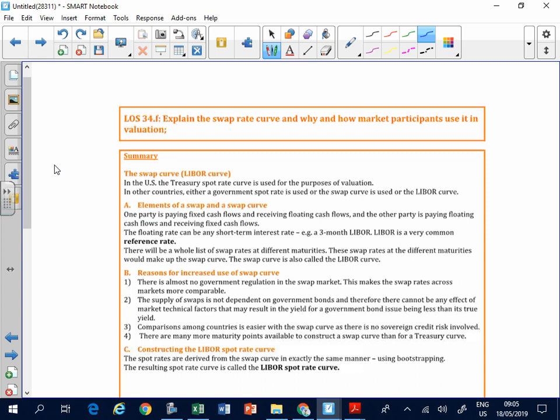Okay, so we explain what the swap curve is. So, elements of the swap curve. We spoke about that one, right? Okay, why do we use swaps over bonds? At the end of the day, a swap works just like a bond. The only difference is what? Oh, two legs, but what else?